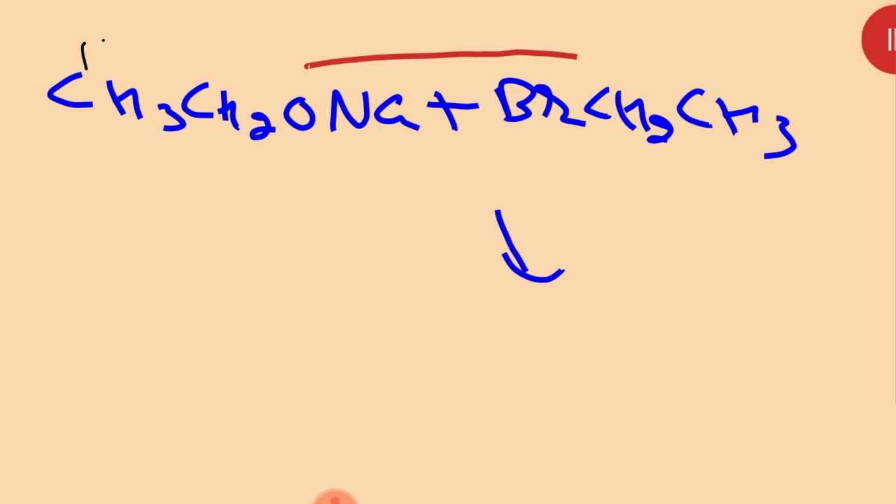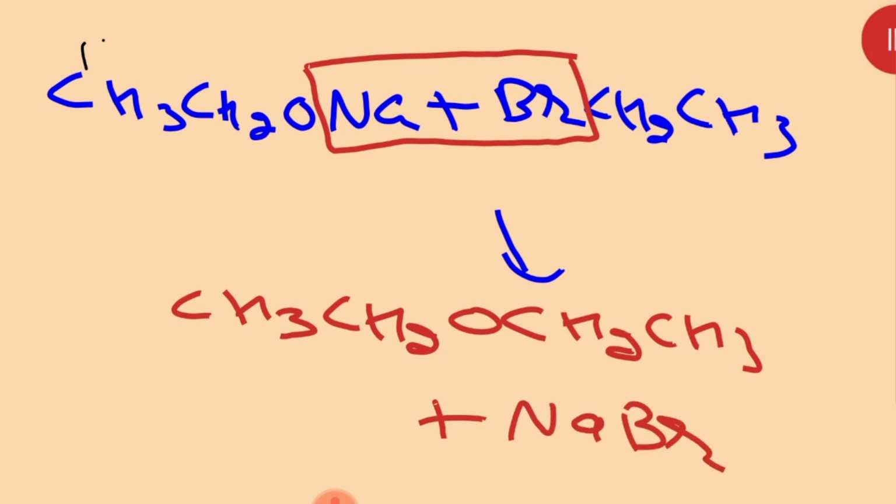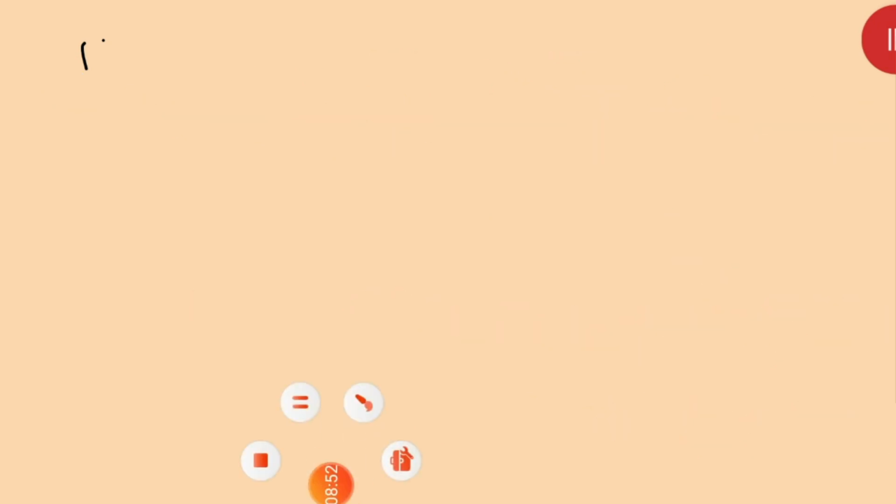This NaBr has been removed, and what you will get? This is the ether we have formed. Now we are going to do a few reactions with that one only, and just remember it also follows the SN2 mechanism. How it is SN2 mechanism, that I will tell you now.